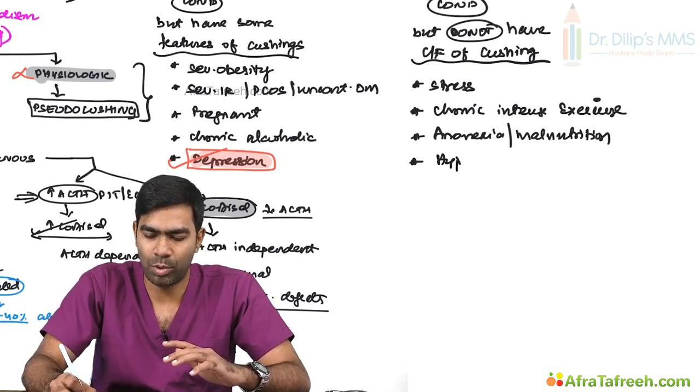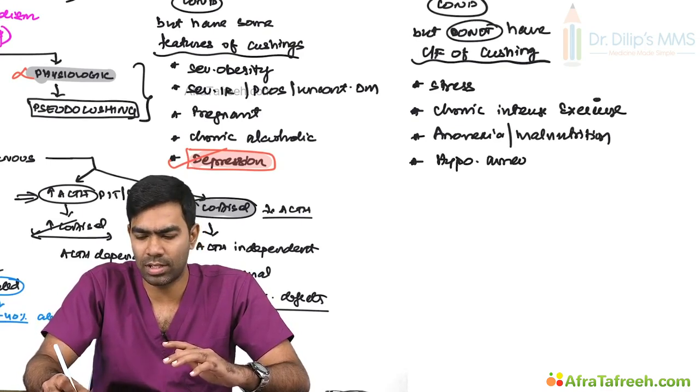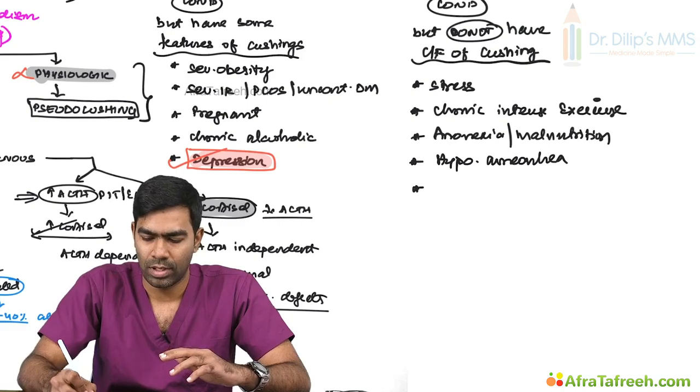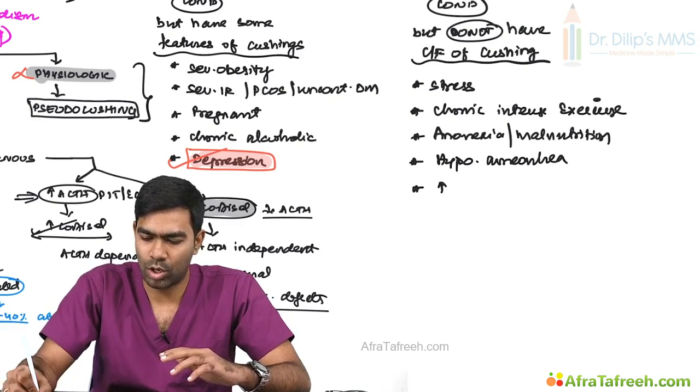And patients who have hypothalamic amenorrhea, we have discussed this in a little bit of detail in the previous chapters itself. And patients who have high cortisol binding globulin.